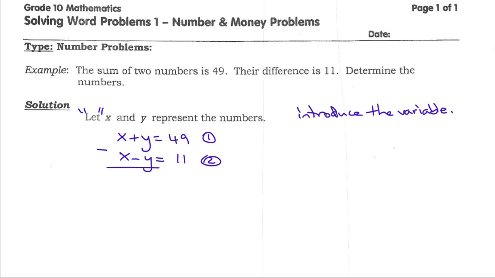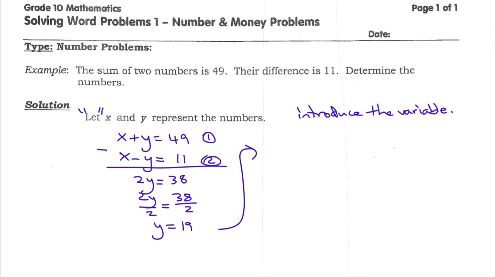I'm going to try and isolate the x's, and I get x minus x, so I have no x's, so I won't write it. y minus negative y, that's the same as y plus y, so that's 2y. 49 minus 11 is 38. Now I solve this, divide by 2, 38 divided by 2, y equals 19. So one of my numbers is 19.